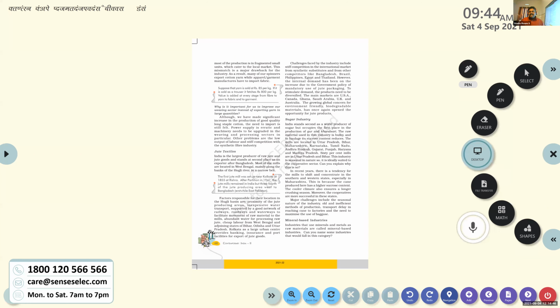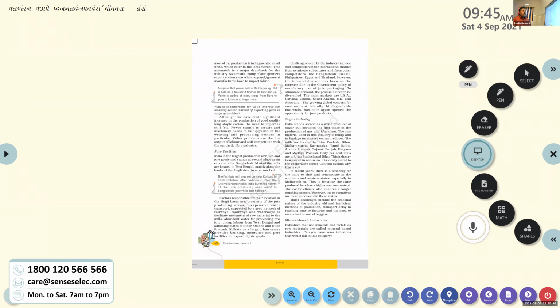After Bangladesh, it is India selling these jute products and raw jute to other countries. Please underline that, MCQ answers. Most of the mills are located in West Bengal. In India, most of the jute mills are located in the state of West Bengal, mainly along the banks of the Hooghly River in a narrow belt.